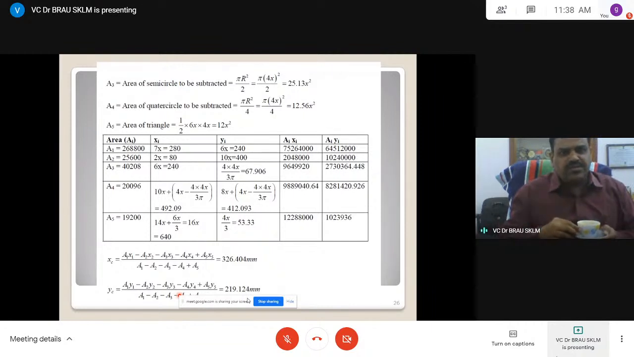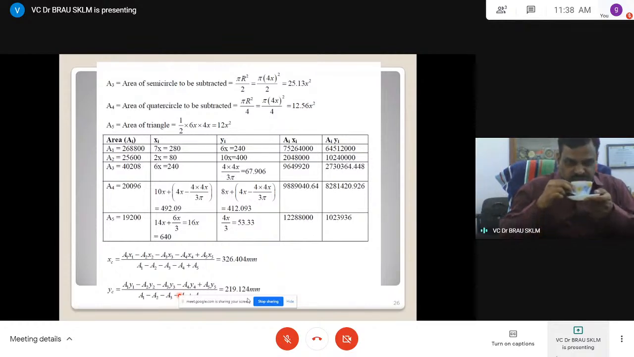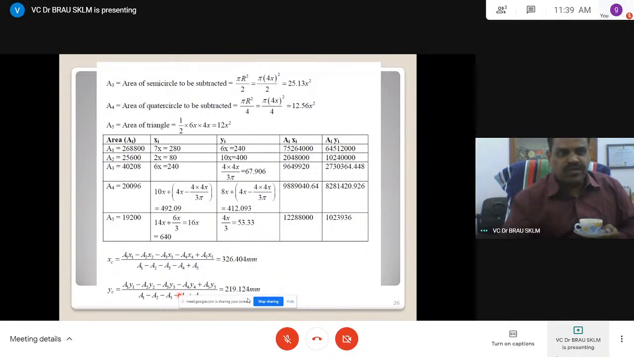To determine the composite section, you have to concentrate individually, like triangular section separately, semicircle separately, circle separately, quarter circle separately, rectangle separately. Then find out what is the total xc and yc.